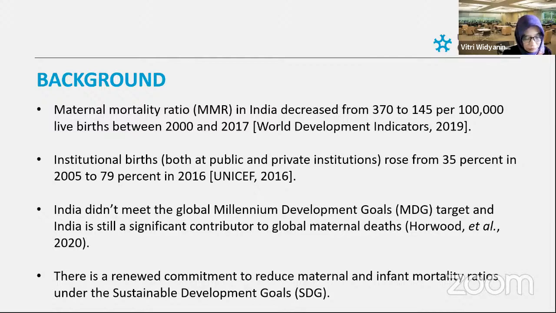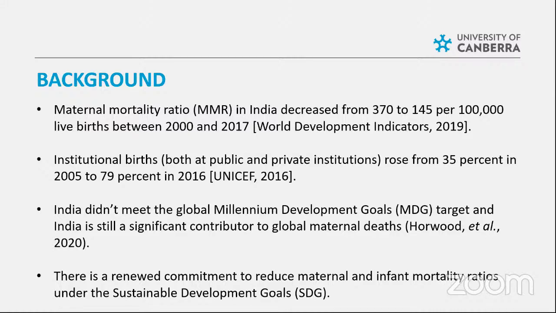Similarly, there was a significant increase in the rate of institutional delivery. Institutional delivery is simply the proportion of births occurring in health facilities, and that increased from 35% in 2005 to 79% in 2016. As a result of this progress, India attracted widespread praise, and WHO called it groundbreaking success.